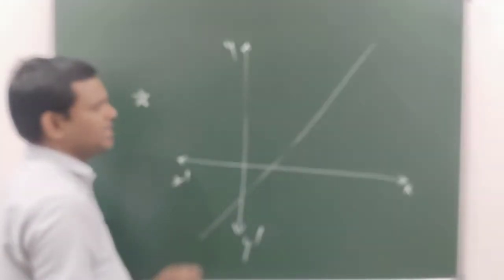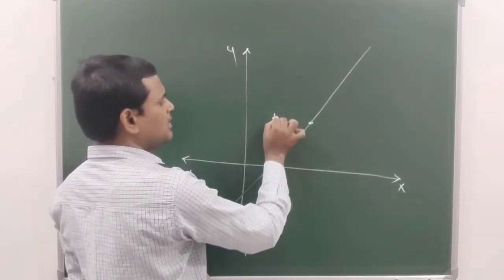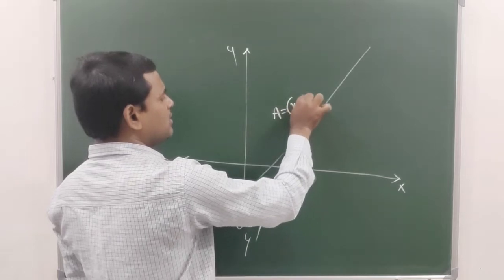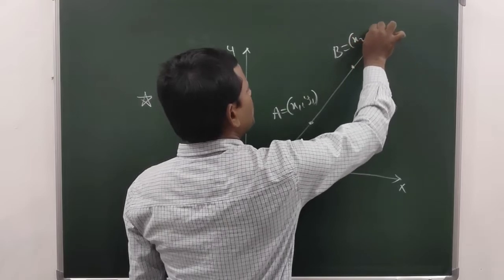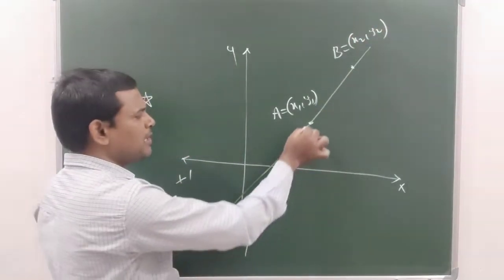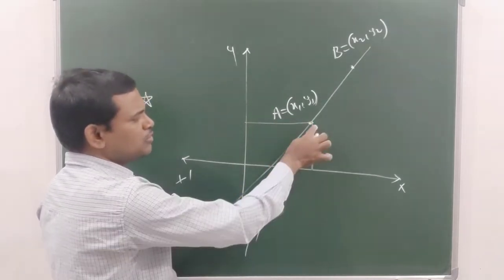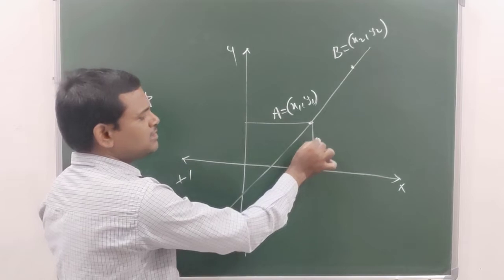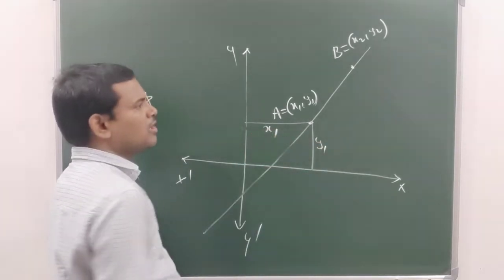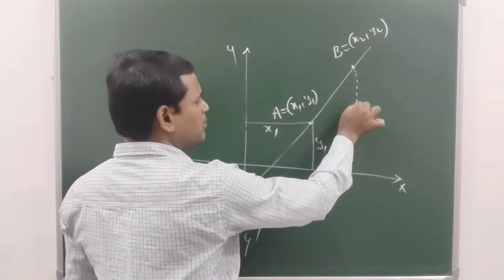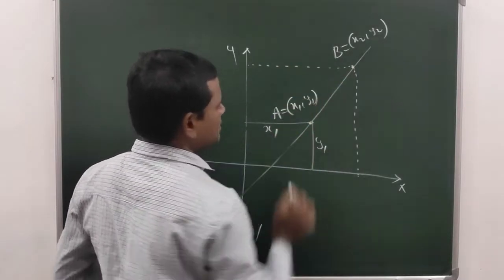Consider a line like this and identify any 2 points on this line. Let us say A (x1, y1) and B (x2, y2). Now drop a perpendicular from this point to the x-axis and this point to the y-axis. As you know, this length is y1, and from here to here the length is x1. Again, drop a perpendicular from B to the x-axis and B to the y-axis.